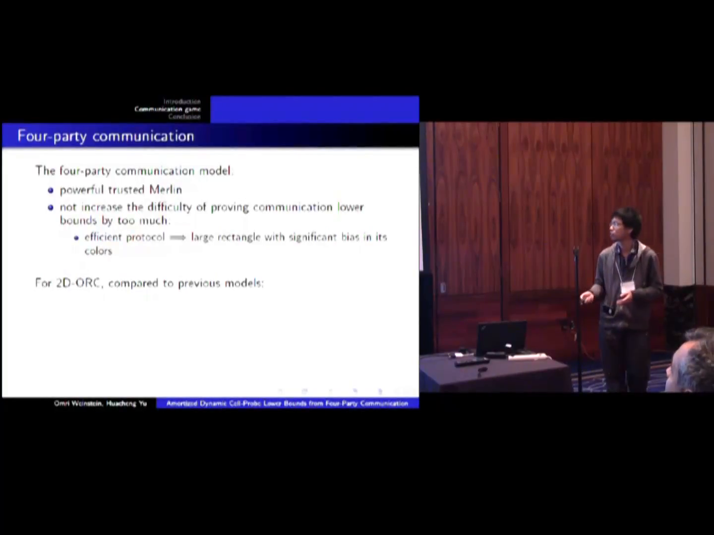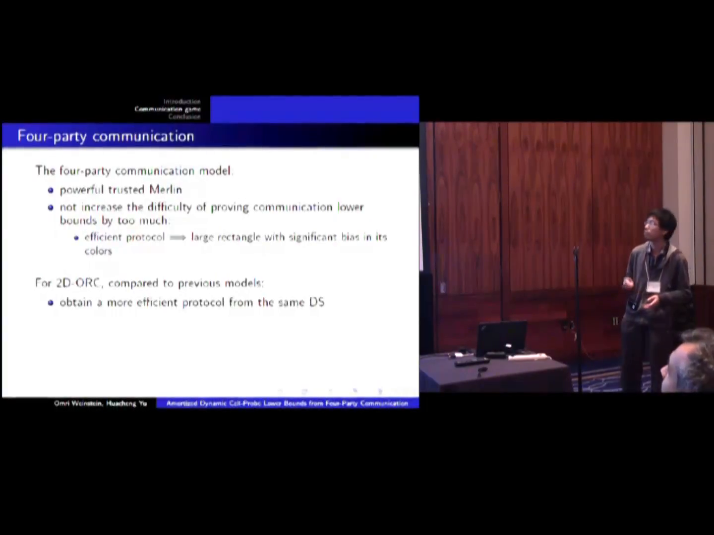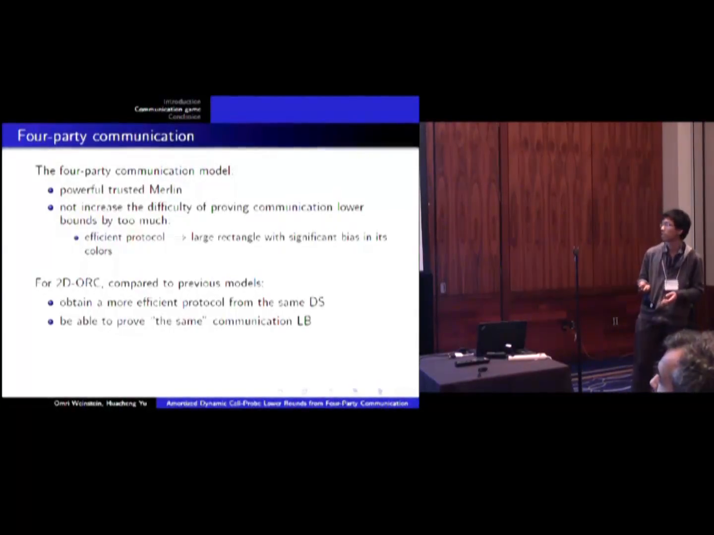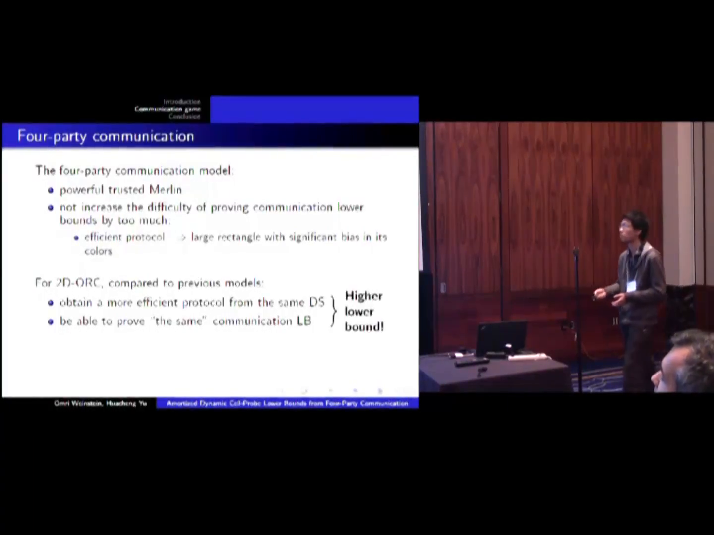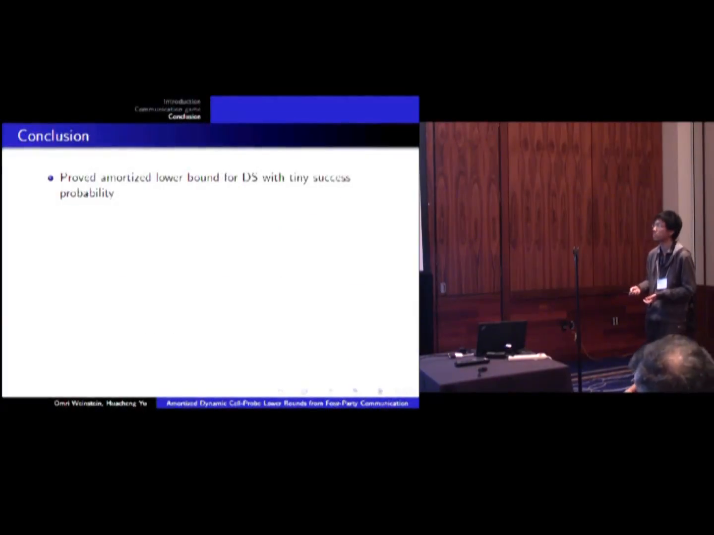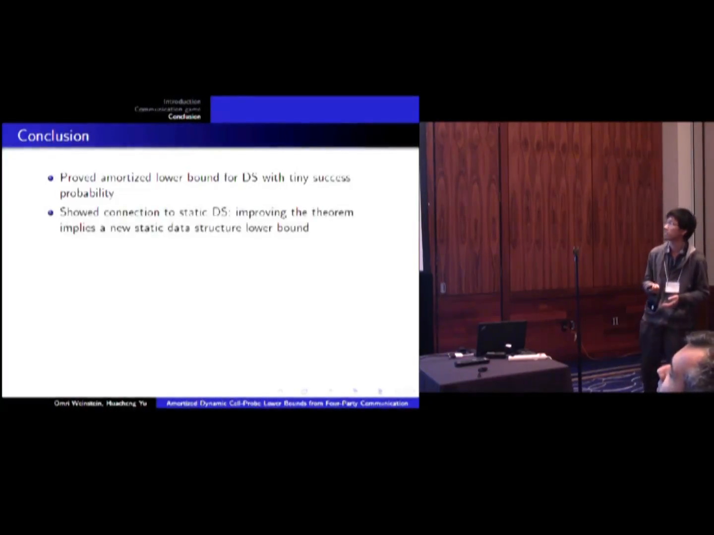And for our problem, compared to the previous models, we obtain a strictly more efficient protocol from the same data structure because we have this powerful trusted Merlin, and we are able to prove the same communication lower bound. And combining these two facts together, we prove a strictly higher data structure lower bound. And in conclusion, we prove the amortized lower bound for data structures with tiny success probability.